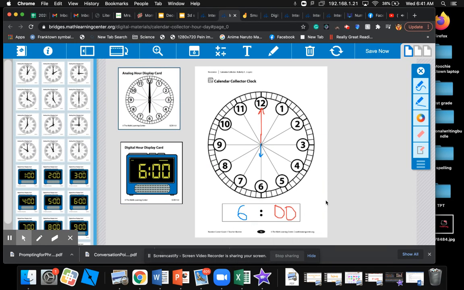Everything matches. All right, my friends, let's sing the tick-tock song together. It goes like this. Tick-tock goes the clock. I know the time, it's 6 o'clock. Let's clap 6 times. Ready? 1, 2, 3, 4, 5, 6.